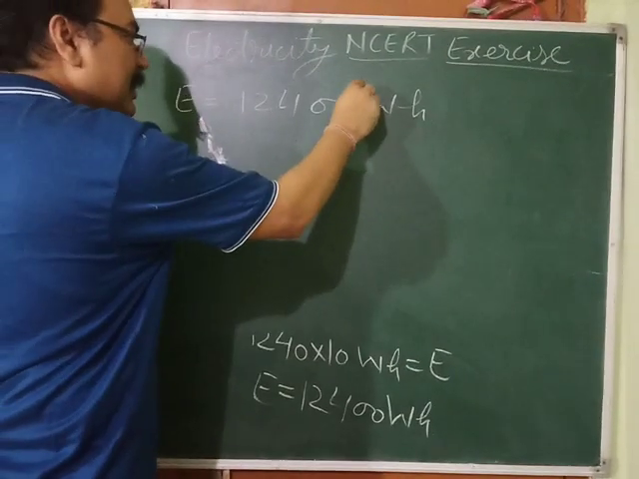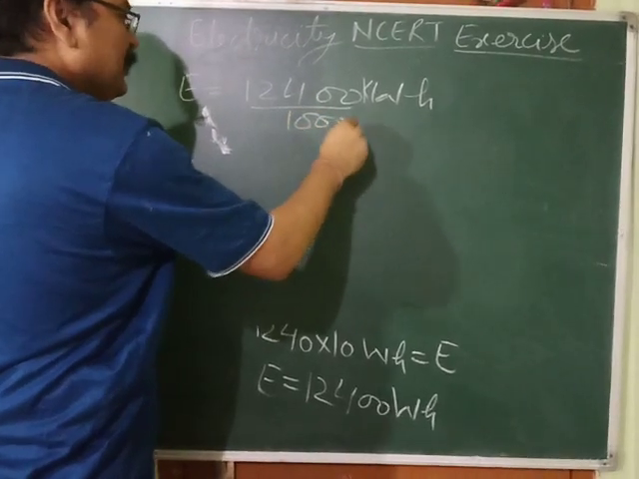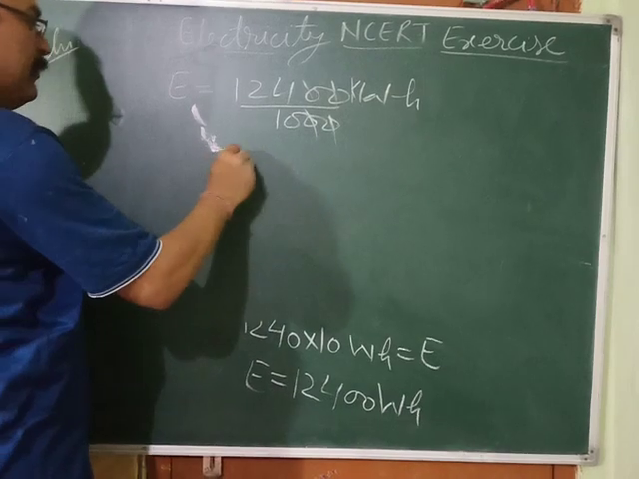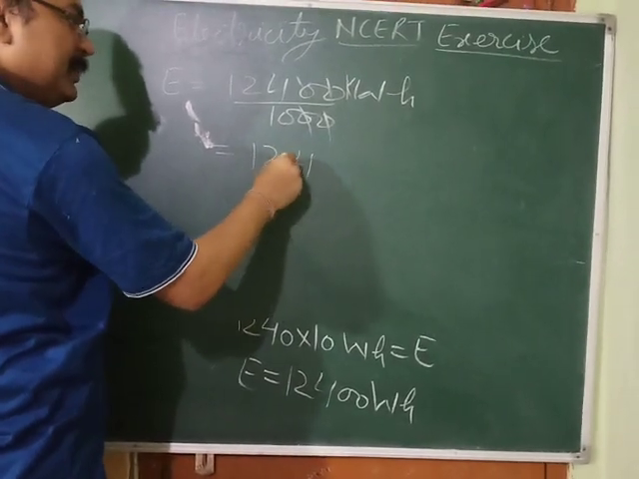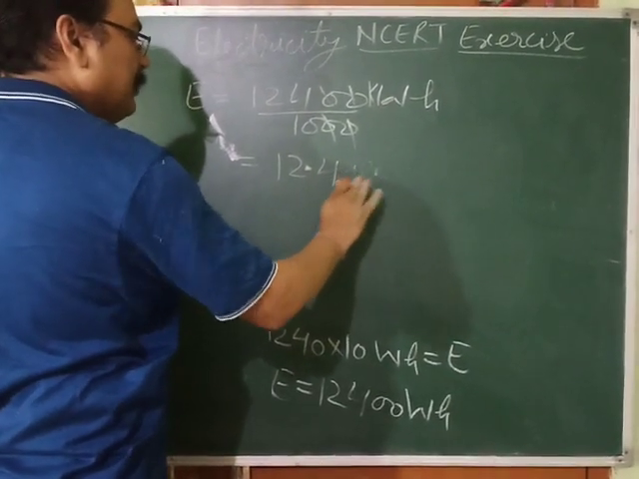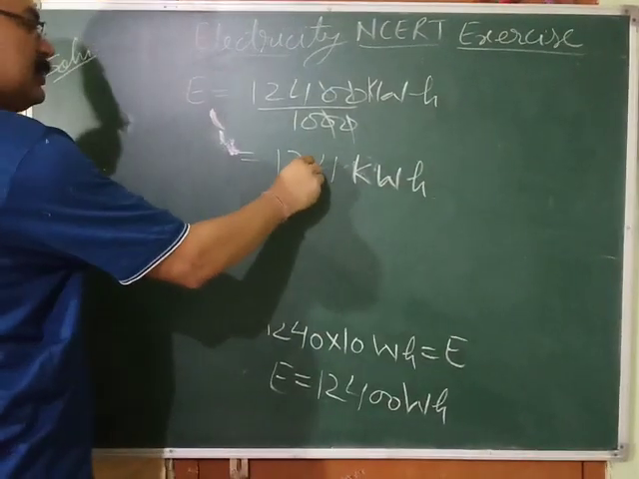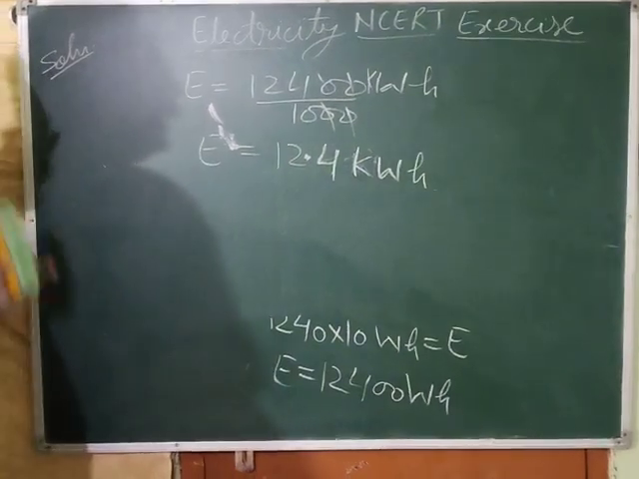So to write kilo here, what do we have to do? We have to divide by 1000. These two zeros will cancel out. So due to this zero, what will we have? We will have 12.4, we have a decimal over here. 12.4 kilowatt hour. Not watt hour, but kilowatt hour. So this 1 kilowatt hour is 1 unit. So this much unit of energy is used in one day.